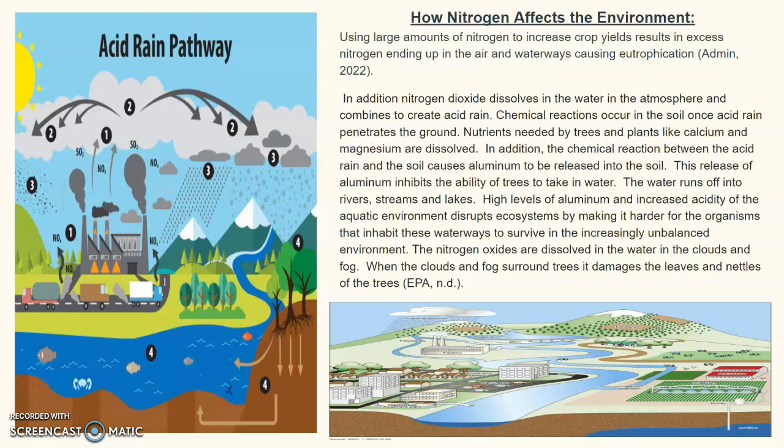Once acid rain penetrates the ground, it creates a lot of chemical reactions that happen in the soil. Calcium and magnesium are dissolved and aluminum is released. Those all really interfere with the plant's ability to take up water as well as get the nutrients that it needs. And then the nitrogen that's dissolved in the clouds and the fog surrounding trees also damages the leaves and needles of trees.